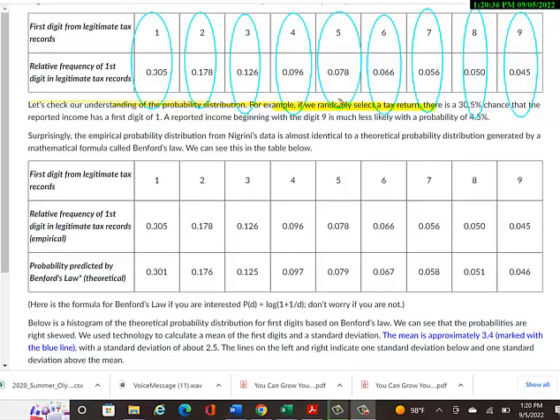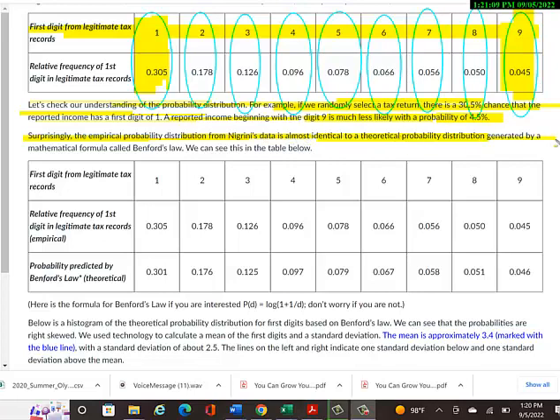For example, if we randomly select a tax return, there is a 30.5% chance that the reported income has a first digit of 1, because we see that here in this table. The first digit is represented in the first row of this table. The probability of that digit being your first digit is below it. A reported income beginning with the digit 9 is much less likely, with a probability of 4.5%.